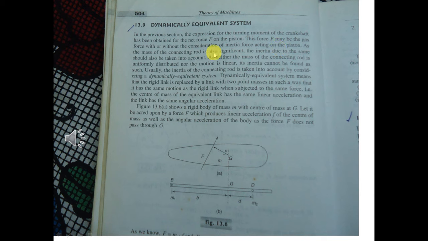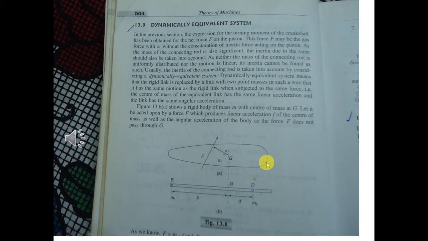As the mass of the connecting rod is also significant, the inertia due to the same should also be taken into account, because the force F may be the gas force with or without consideration of inertia force acting on the piston. Previously we were not considering the mass of the connecting rod. In this case we have to consider it, because the inertia effect produced due to the mass of the connecting rod is also significant. As neither the mass of the connecting rod is uniformly distributed nor the motion is linear, its inertia cannot be found as such. Why?